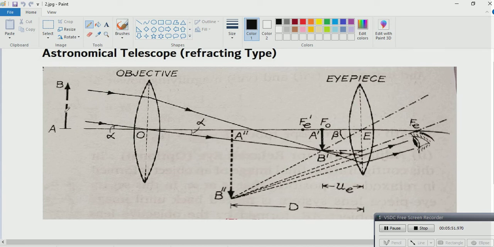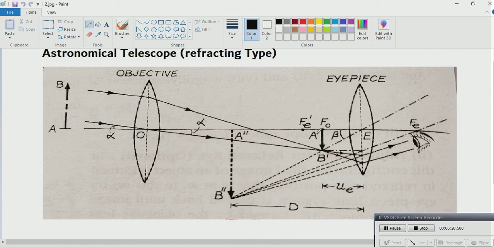Now AB is a distant object. Why am I saying distant object? Because it is far away from us. So AB is a distant object whose A is on the axis of the telescope. Now the lens O forms a small, real and inverted image A prime B prime. Obviously, if a parallel beam of rays falls, then after refraction I get an image A prime B prime over here. It is the inverted one and also a very small one.